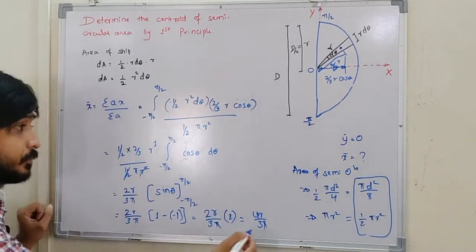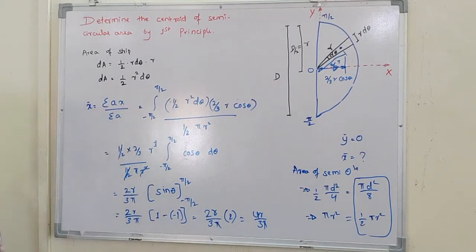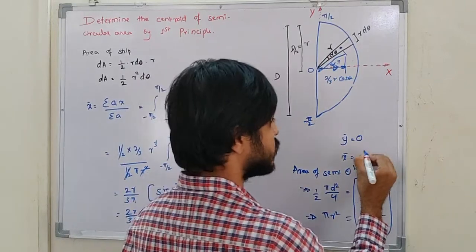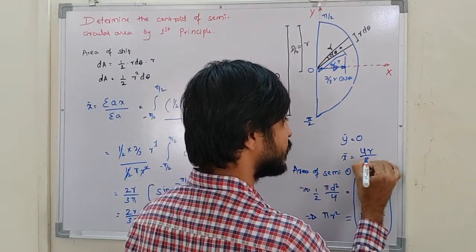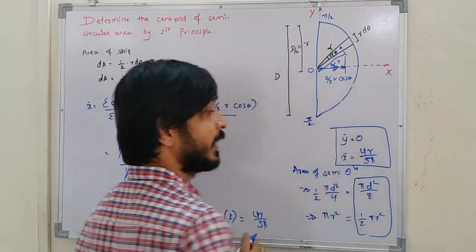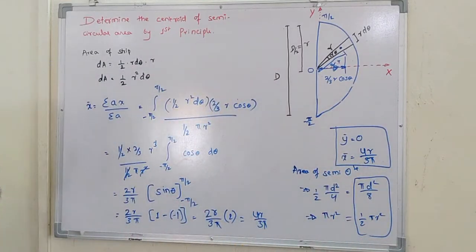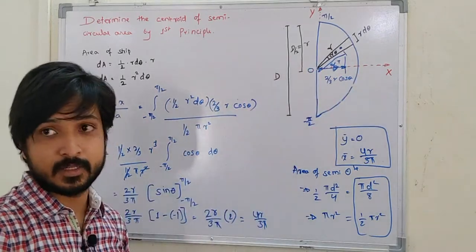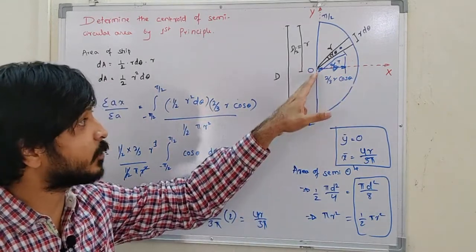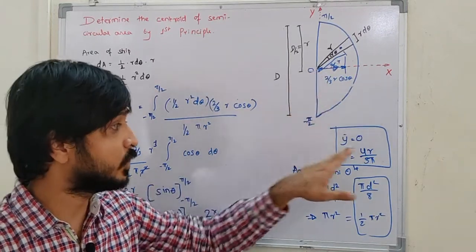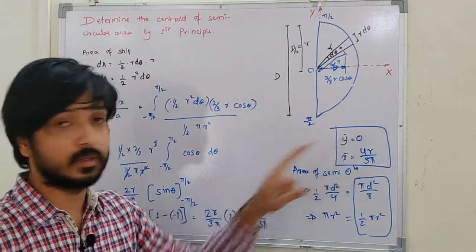So this is the x bar value for a semicircle. Therefore, x bar is equal to 4r by 3 pi. These are the x bar and y bar coordinates when we have taken the reference line from the center point of the semicircle. Okay, so this is the center point of the semicircle. Correct? From this, if I take the reference line, then we get 4r by 3 pi and 0.